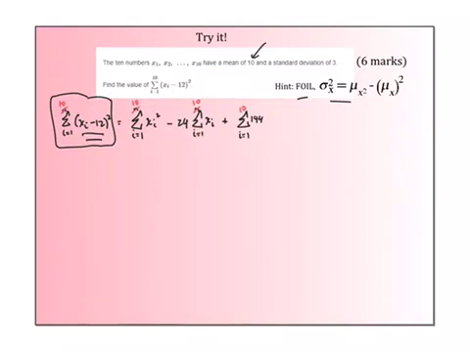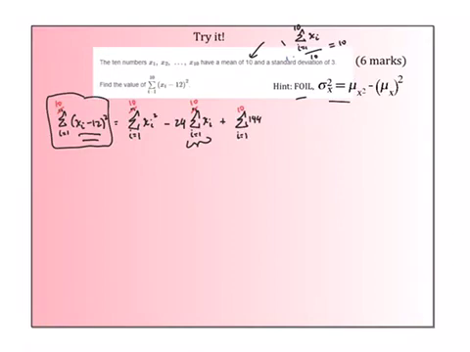Okay, so if the mean is 10, then the summation from i equals 1 to 10 of x sub i over 10 equals 10. So now what would that mean about this? Well, that would mean that we have multiplied both sides by 10. So this would equal 100.